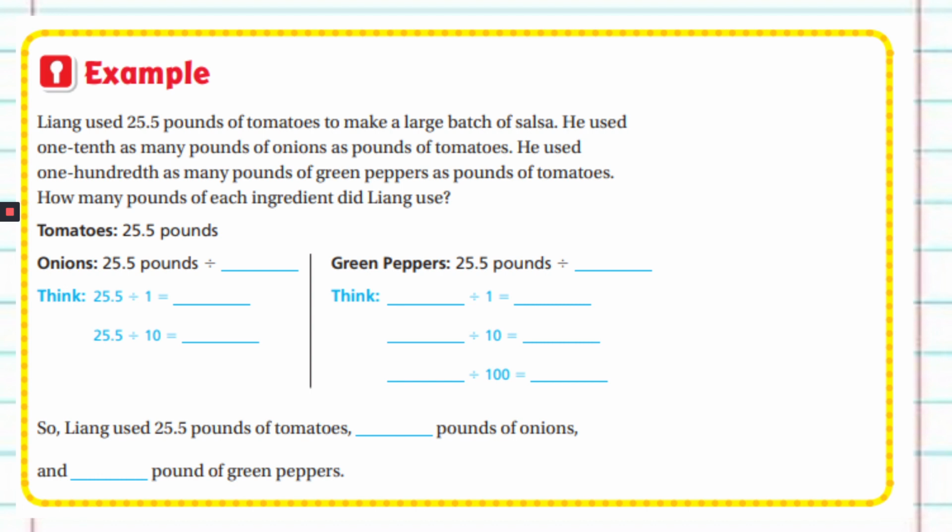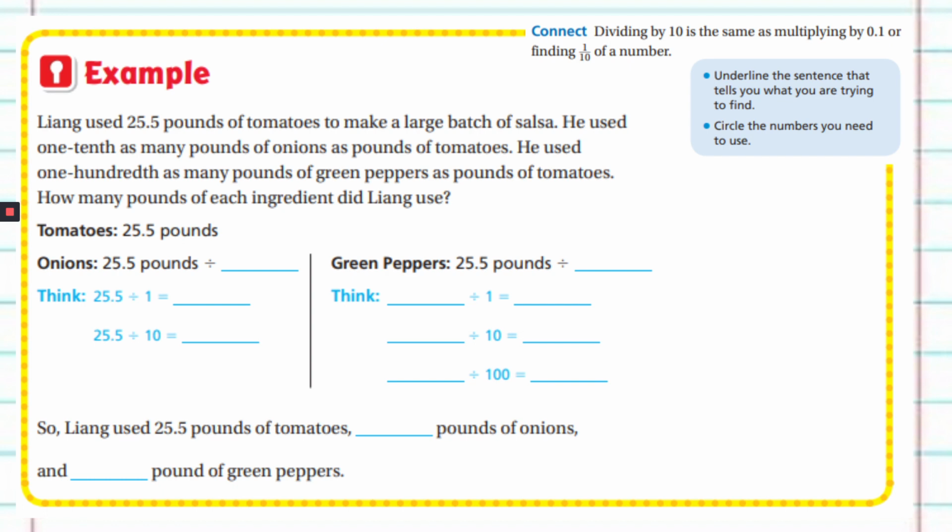So Liang used 25 and 5/10 pounds of tomatoes to make a large batch of salsa. He used 1/10 as many pounds of onions as pounds of tomatoes. He used 1/100 as many pounds of green peppers as pounds of tomatoes. How many pounds of each of the ingredients did Liang use?